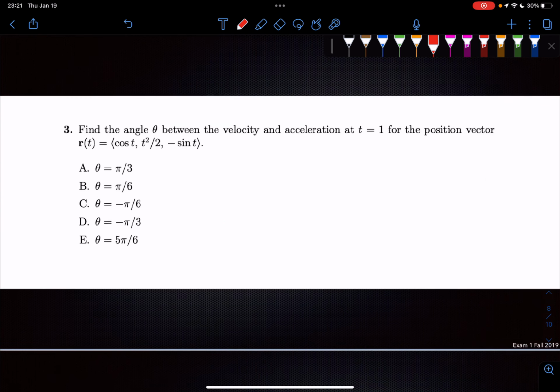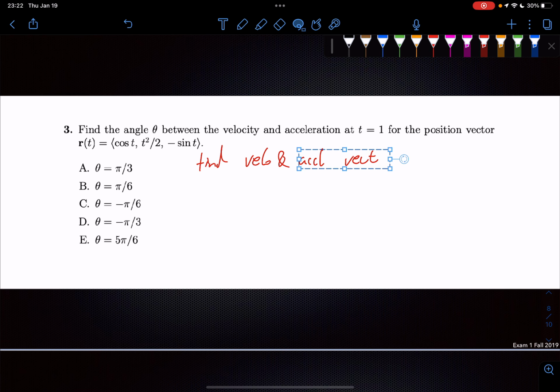And then here's the second question. Finding the angle between the velocity and the acceleration vector at t equals 1 for the position vector r of t. This one is a little bit interesting, but I think if you think about this for a few seconds, it's just a piece of cake. So what you really need to do is find the velocity and acceleration vector.